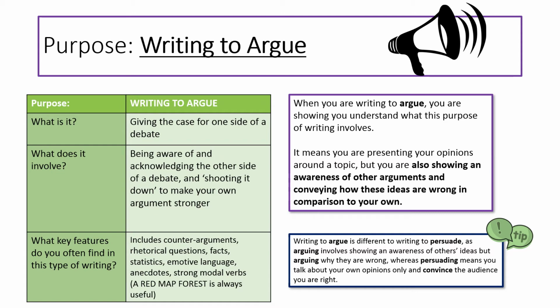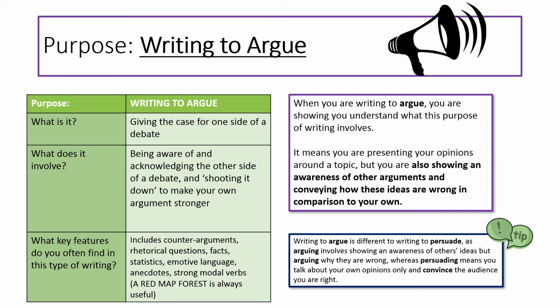So in writing to argue, you tend to find, obviously, counter arguments, rhetorical questions, facts and statistics, emotive language, depending on the topic, anecdotes. They're very, very useful. An anecdote is a true or made up story that helps you get your point across. Strong modal verbs like must, will, rather than those weaker ones like might and could. And again, I'll link you back to RED MAP FOREST, the writing acronym that helps you with those techniques that will make your writing powerful and engaging.